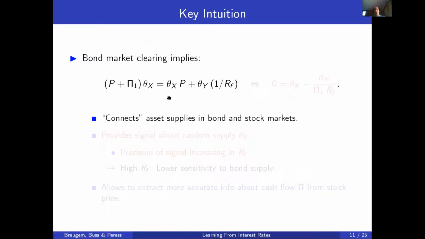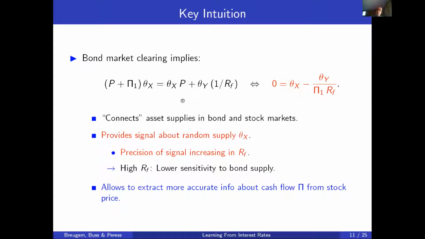This is the equation that essentially shows how the interest rate conveys information. I can rewrite it. So this is an equation that connects the supplies of the stock and the bond across the two markets. Okay, the random unobserved noisy supplies, theta x and theta y. I can rewrite this equation in a simpler way in red here, which essentially shows how you can think of this as being a signal about theta x with noise given by theta y over pi 1 RF. That is, with noise given by the random supply of the bond, theta y, scaled by the model parameters.